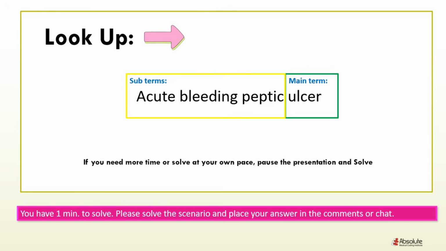In fact, acute describes the severity. Bleeding is the type, and peptic, well, I think peptic is the type, and bleeding is a more specific indicator. All right, let's look up our main term in the alphabetic index.